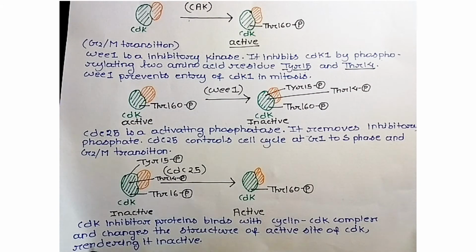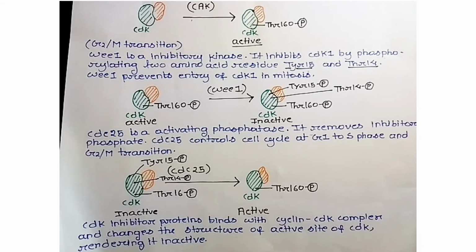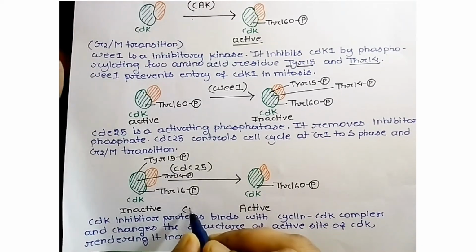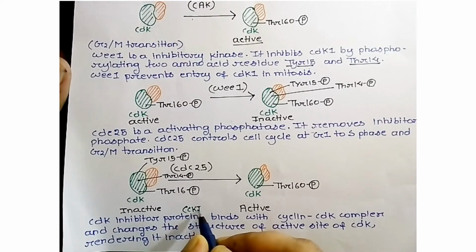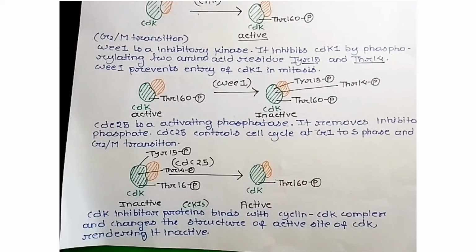Now the CDK inhibitor protein, or you can say CKI. The CDK inhibitor protein binds with the cyclin CDK complex and changes the structure of the active site of CDK, rendering it inactive. So CKI is another type of inhibitory protein that blocks the functions of the cyclin CDK complex.